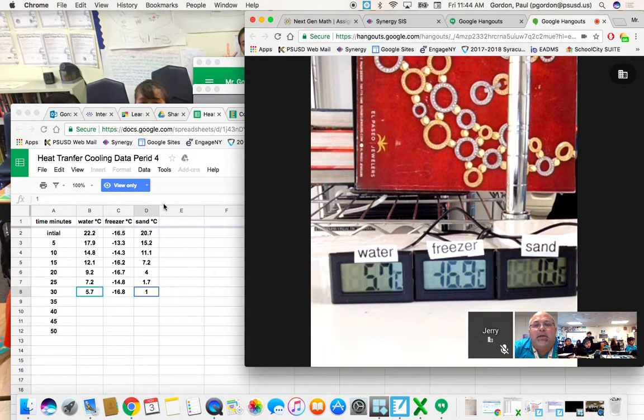Okay, so the initial temperature was 22.2 degrees for water. And the freezer started at negative 16.5. And the sand started at 20.7 degrees Celsius. Then I opened the freezer door, warmed up by nearly 3 degrees here. It went to negative 13.3. And so water started to get cold right away. Of course, these temperatures are taken after 5 minutes.